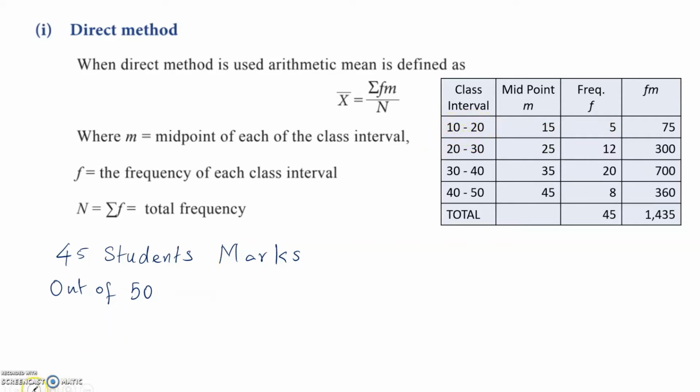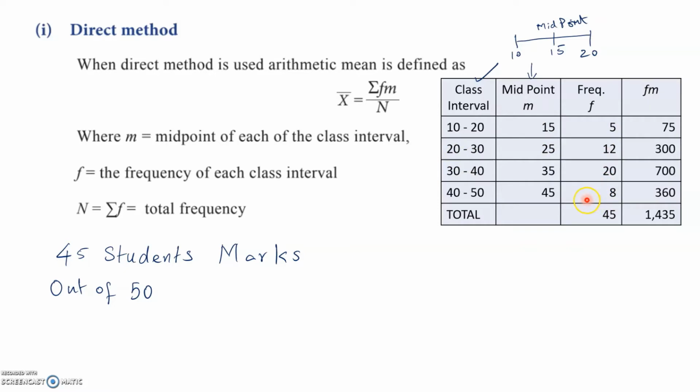So this is called a class interval. Then you take the midpoint of this class interval. Between 10 to 20, your midpoint is 15. Similarly, you take the midpoint for each of them, and you have 25, 35, and 45. Then we also have their corresponding frequencies.